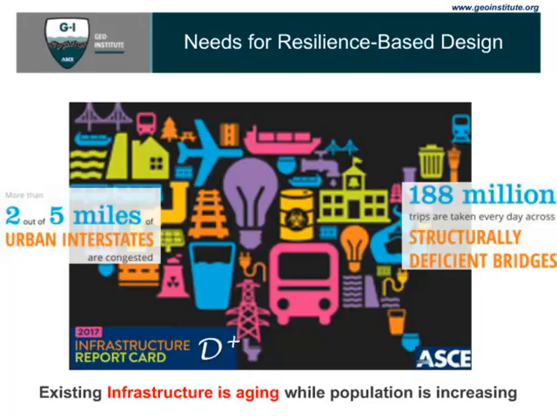And this is bad news in the current society where our population is increasing and our infrastructure is aging, while we just received a D-plus grade in the latest ASCE infrastructure evaluation that I would encourage you to take a look at. This report is available on the ASCE website and has a lot of significant facts and a breakdown of these gradings. Some examples from this report are that 2 out of 5 miles of urban interstates are congested, and 188 million trips are taken every day across structurally deficient bridges.